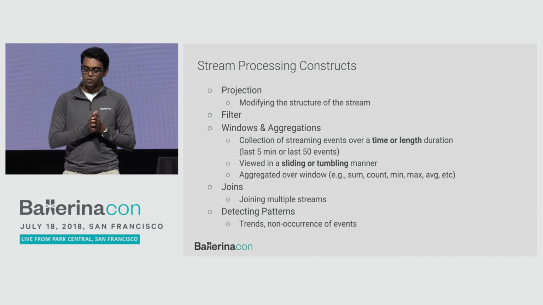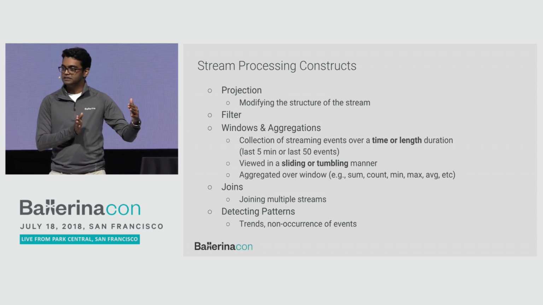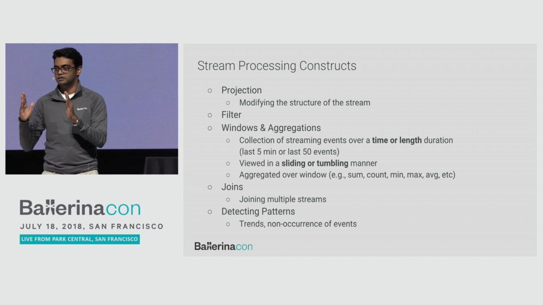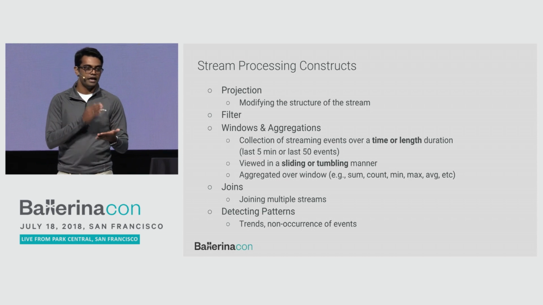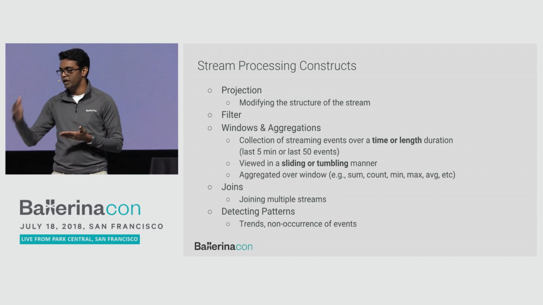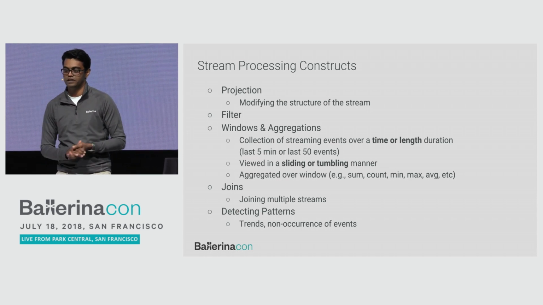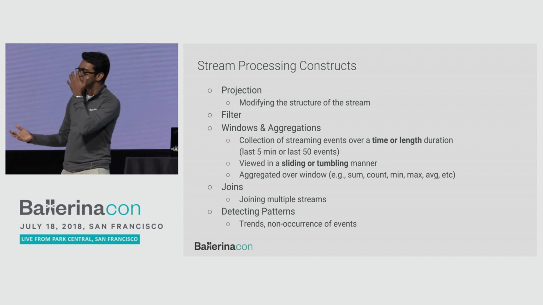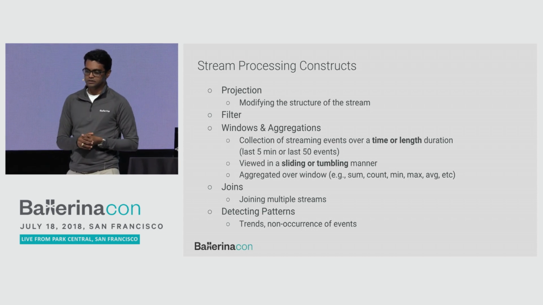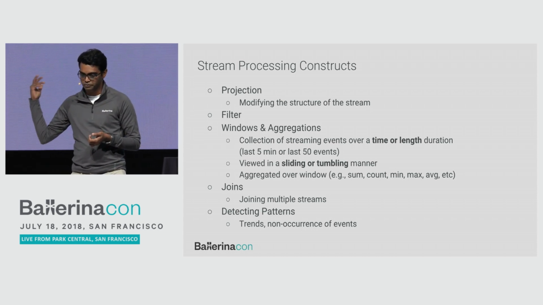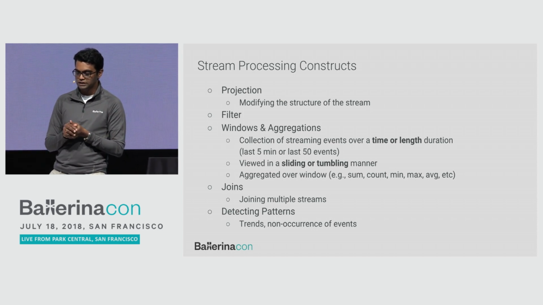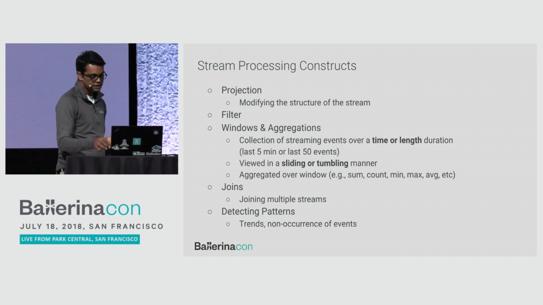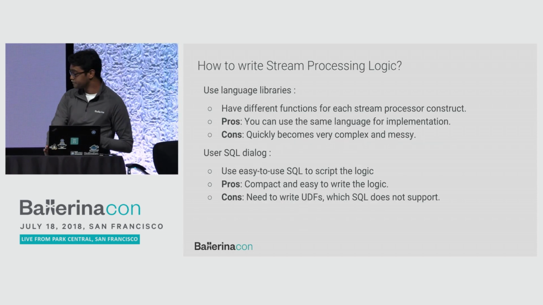And when we are looking at the past 5 minutes, it can be a sliding 5 minutes, or it can be a tumbling 5 minutes, like 8 to 8.05, 8.05 to 8.10, 8.10 to 8.15. And within those periods, we can also do various forms of aggregations: sum, count, min, max, whatever you name it. And at the same time, I also talked about joins and detecting patterns. So these are certain things that we are going to do.